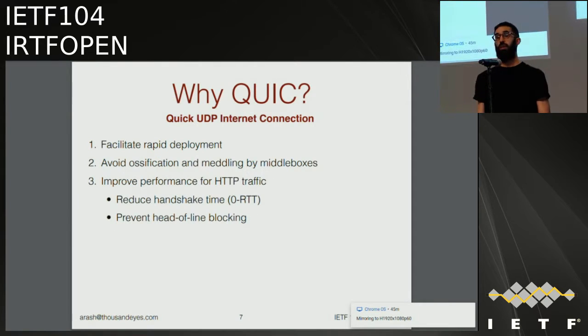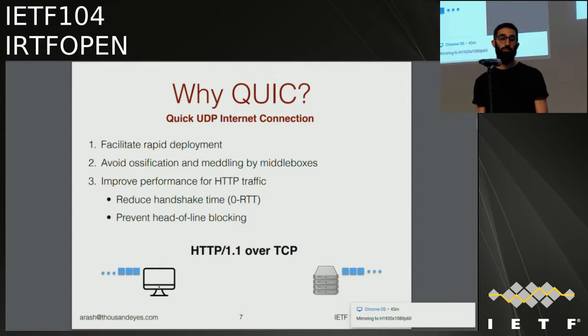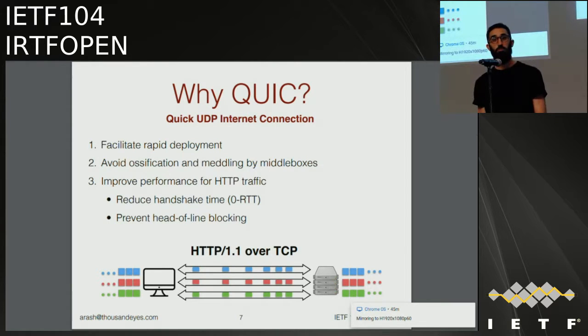QUIC prevents head of line blocking. What is that? If you have an HTTP stream, if it's HTTP/1, you have to open a TCP connection. If you have more than one stream, then you have to open more TCP connections. And we all know that all those connections have overhead. They're competing over bandwidth. So it's not a great use of resources.